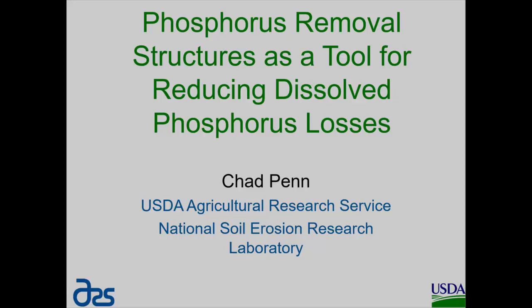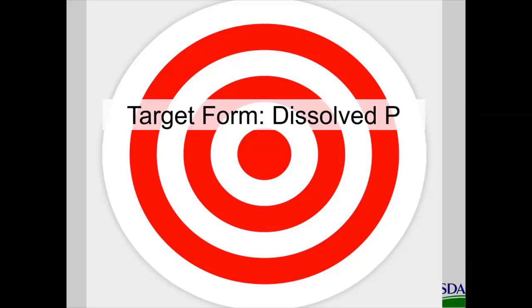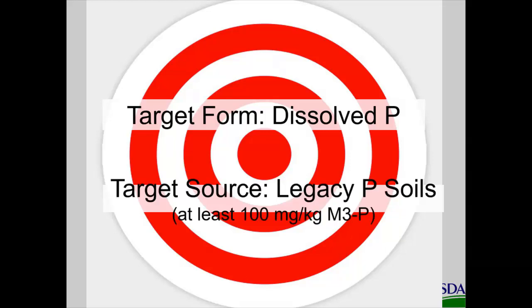But here we're talking about phosphorus structures, and we're going to be focusing on dissolved phosphorus, all right? Not particulate phosphorus, not phosphorus that's bound onto soil particles. We're getting after dissolved phosphorus. Particularly, phosphorus structures are targeted to the source of dissolved P from legacy P soils, not recently applied manure, not recently applied fertilizer. We have very good best management practices for that. This is getting after legacy phosphorus soils. More about that in a second.